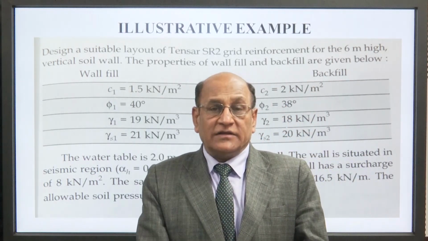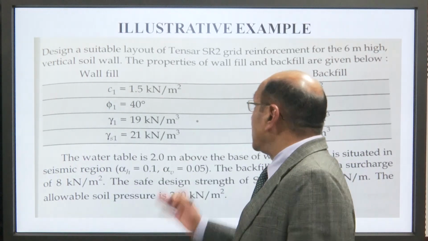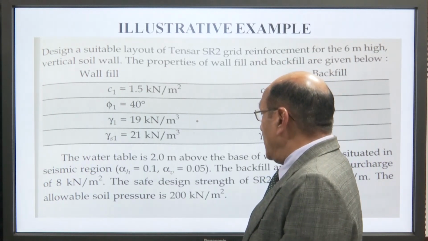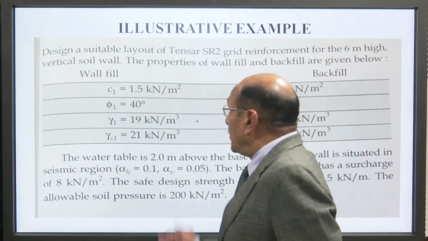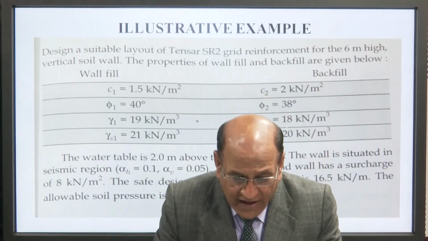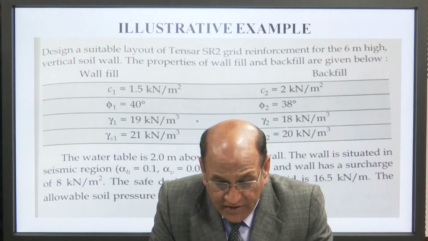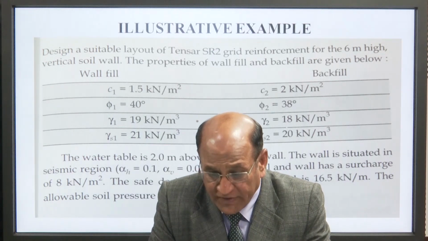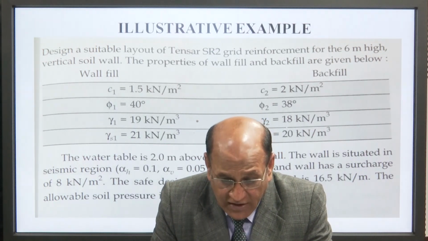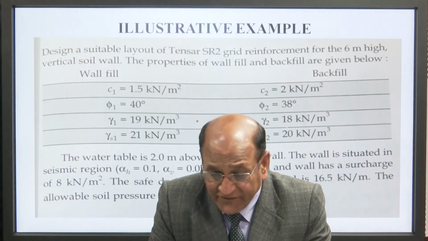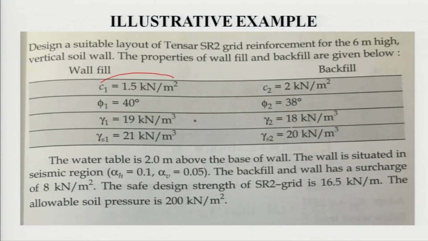So based on this consideration, we will consider an illustrative example in which we will cover the entire things. Here we have to design a suitable layout of tensar SR2 grid reinforcement for a 6-meter height vertical soil wall. The properties of the wall fill and backfill are already given here, and the backfill parameters are given here. Then the water table is 2 meter above the base of the wall.